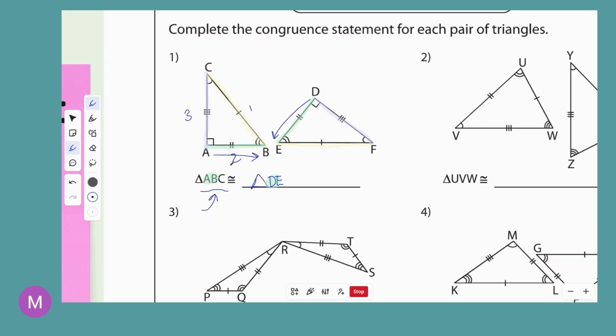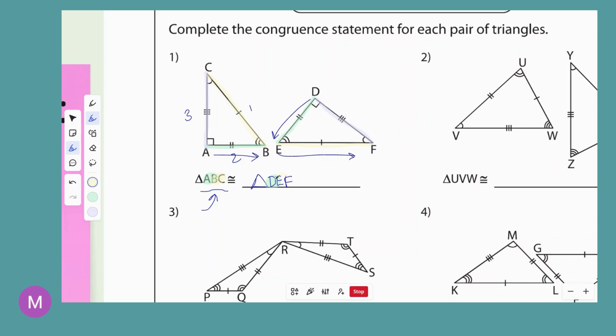All right, and then obviously if we're going in this direction, we're going to keep going and it would be F. But let's do our highlighting to make sure that we did that correctly. On this side here, AB, we're going to look at BC. BC is highlighted in yellow.